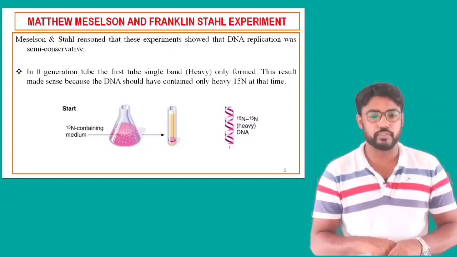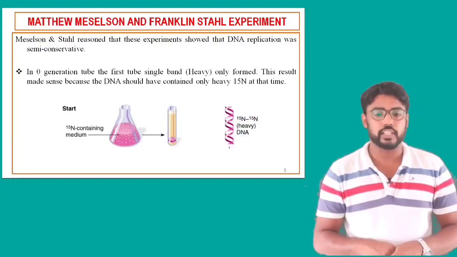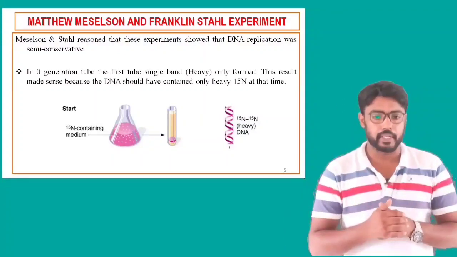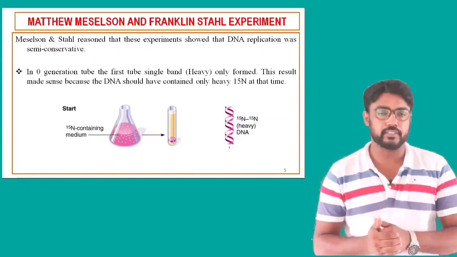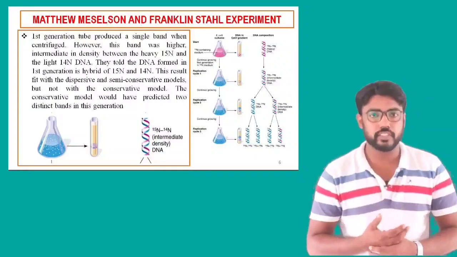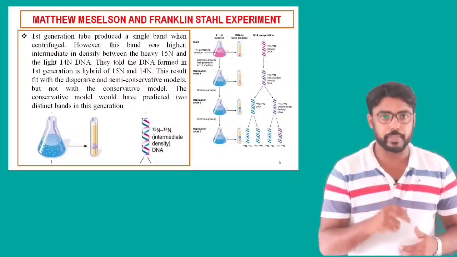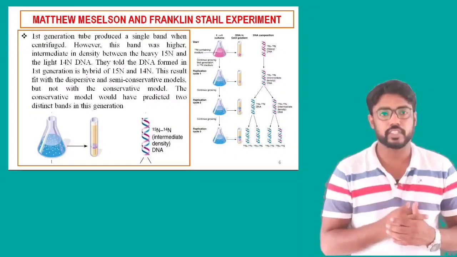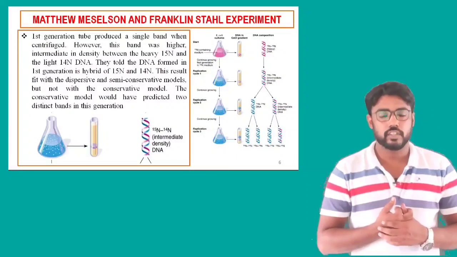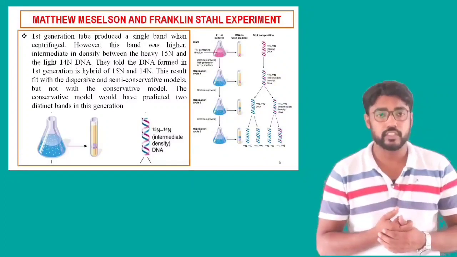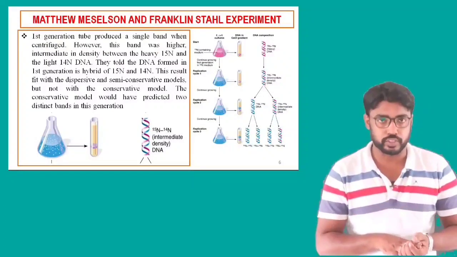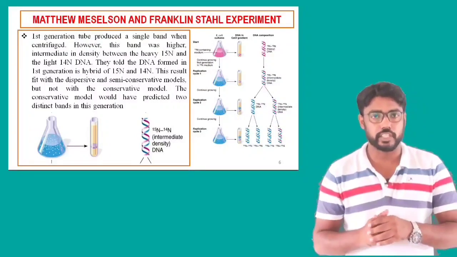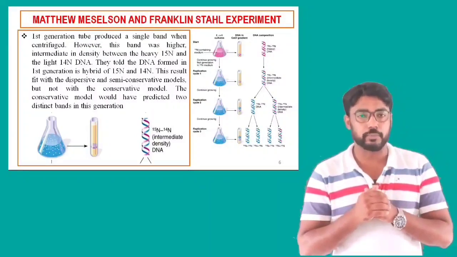It is a heavy band because the two strands only contain N15. This band is given as a heavy band. And in the first generation, they got an intermediate band. From this result, they said that DNA replication is not a conservative model.